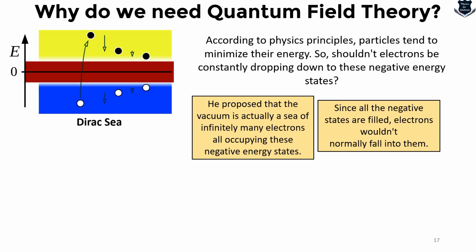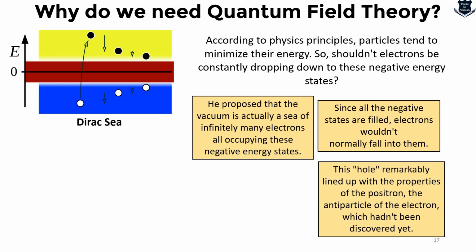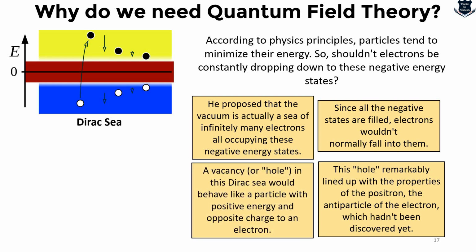normally fall into them. But the twist is that a vacancy or a hole in this Dirac sea would behave like a particle with positive energy and opposite charge of an electron. This hole remarkably lined up with the properties of the positron, the anti-particle of the electron, which was not discovered during that time. So while the concept of a literal sea of negative energy electrons is not how physicists view the vacuum today, the core idea was basically a stepping stone.